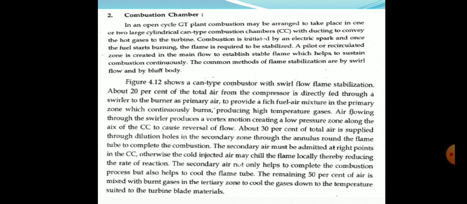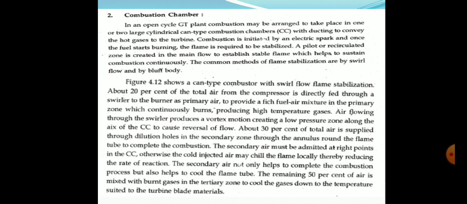About 20% of the total air from the compressor is directly fed through a swirler to the burner as primary air to provide a rich fuel air mixture in the primary zone, which continuously burns, producing high temperature gases. Air flowing through the swirler produces a vortex motion, creating a low pressure zone along the axis of the combustion chamber to cause reversal of flow.